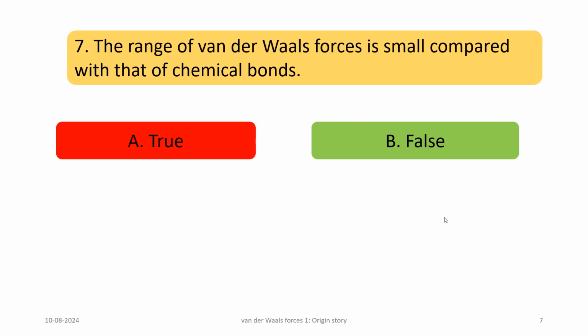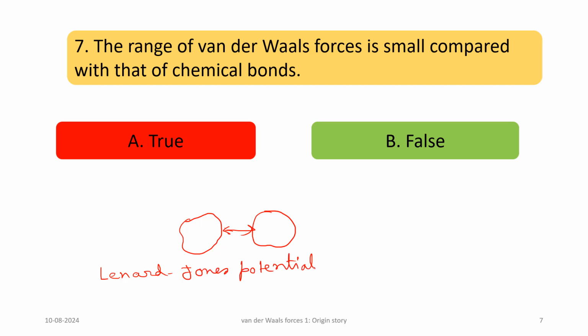Next, so what is van der Waals force? We can understand that it is the interparticle force. Suppose there are two particles, so they attract each other, and that is called van der Waals force. There is a term called Lennard-Jones potential. It is a distance versus potential curve.